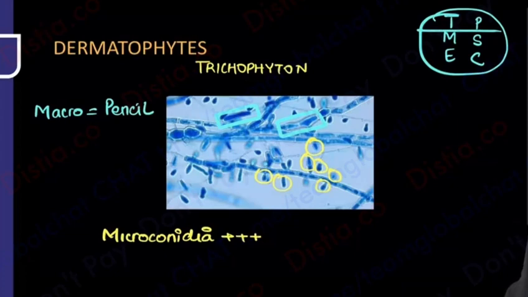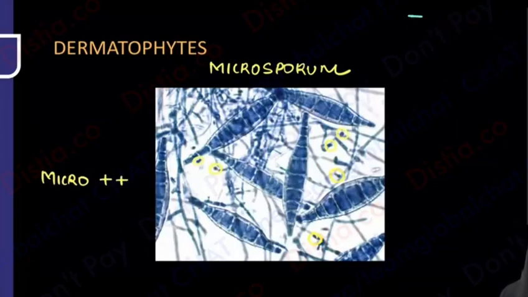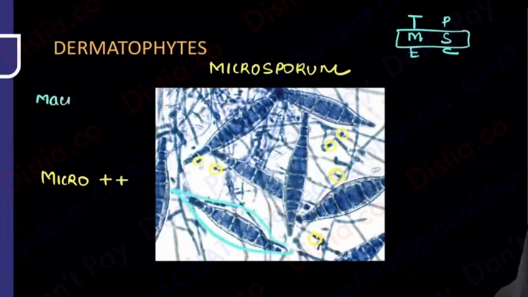Let's look at the next picture. Again, as soon as I get a question, I write TMEPSC. So what do I see over here? The next organism, microsporum, because I'm going to see a spindle shaped structure over here. So remember, microsporum, the macroconidia is going to be spindle shaped.